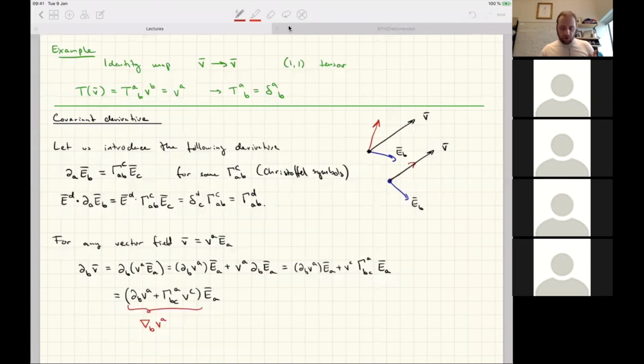It's the contravariant derivative, sorry, covariant derivative. It's the covariant derivative of the vector component VA in the B direction.